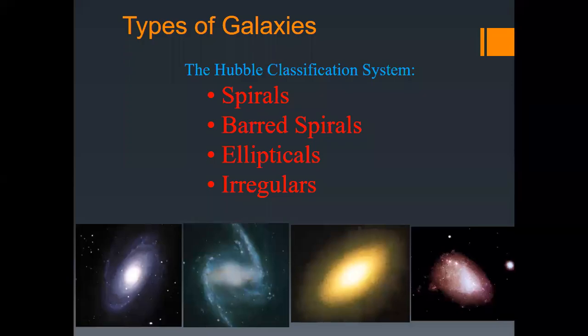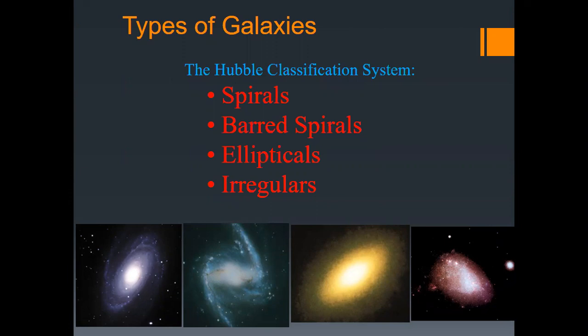Okay, so let's look at types of galaxies. According to the Hubble classification system, there are spiral galaxies like this one. Then the barred spiral, so there's a bar at the middle of the spiral galaxy. And then the elliptical one, and the other one is irregular shaped galaxies. And then we can subcategorize these galaxies.